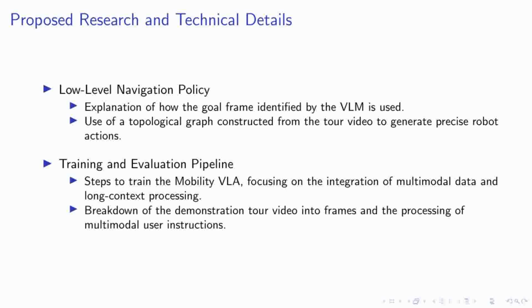Transitioning to our training and evaluation pipeline, the process begins with the integration of multimodal data. This is crucial, as it allows the Mobility VLA to process and understand both visual and textual inputs simultaneously, mimicking human-like comprehension. The demonstration tour video is broken down into frames, each annotated with multimodal user instructions. This rich dataset trains the VLA, not just to recognize objects or spaces, but to understand complex user intents and contextual nuances, setting a new standard in robot navigation systems.